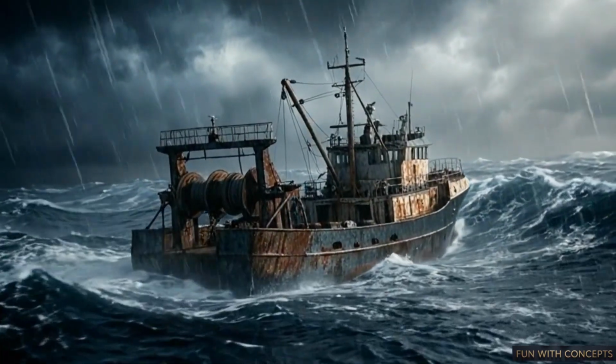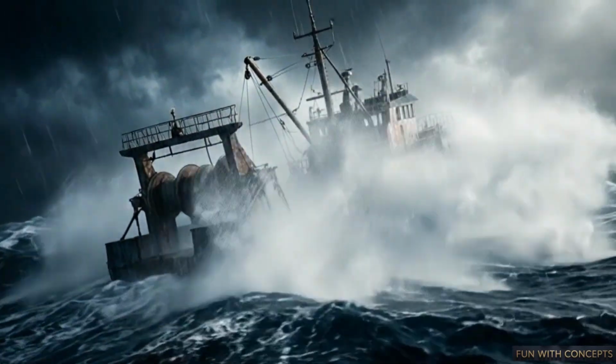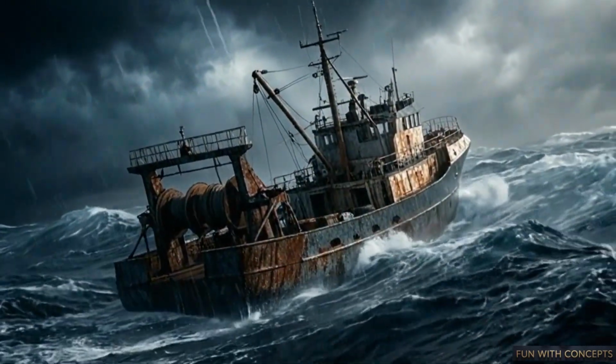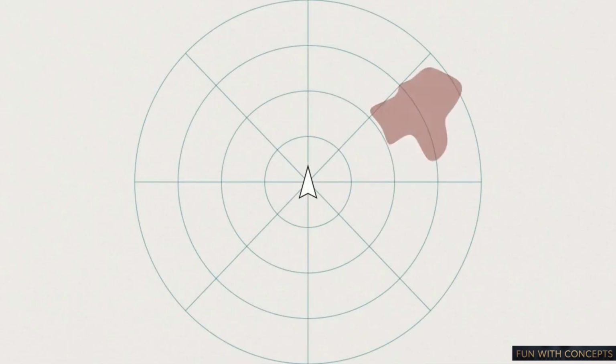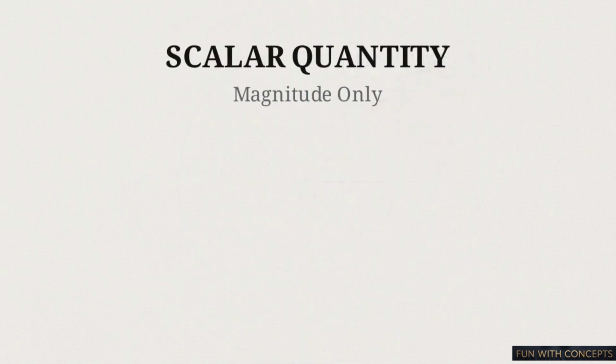Imagine you are on a fishing boat when a radio alert warns of a violent storm nearby, with wind speeds of 100 kilometers per hour. That 100 kilometer per hour figure is useless unless you know the storm's heading relative to your coordinates. In this scenario, direction is a matter of survival.